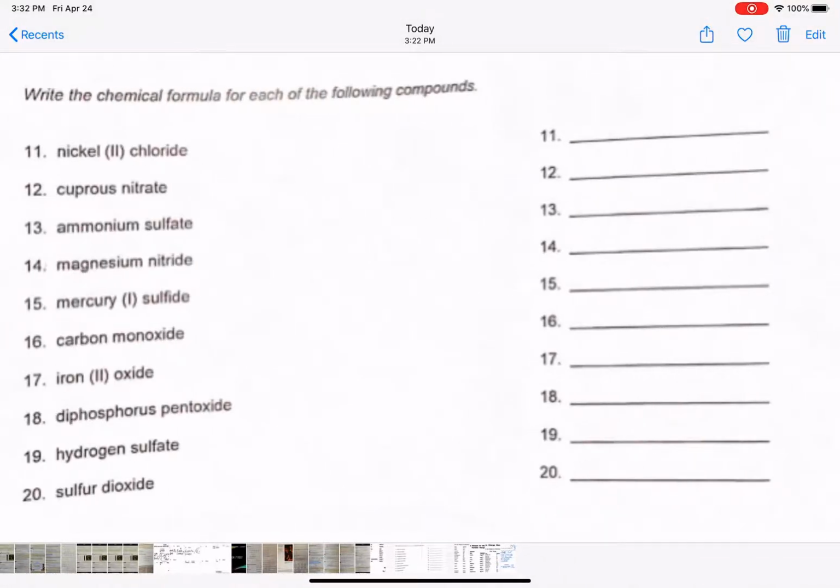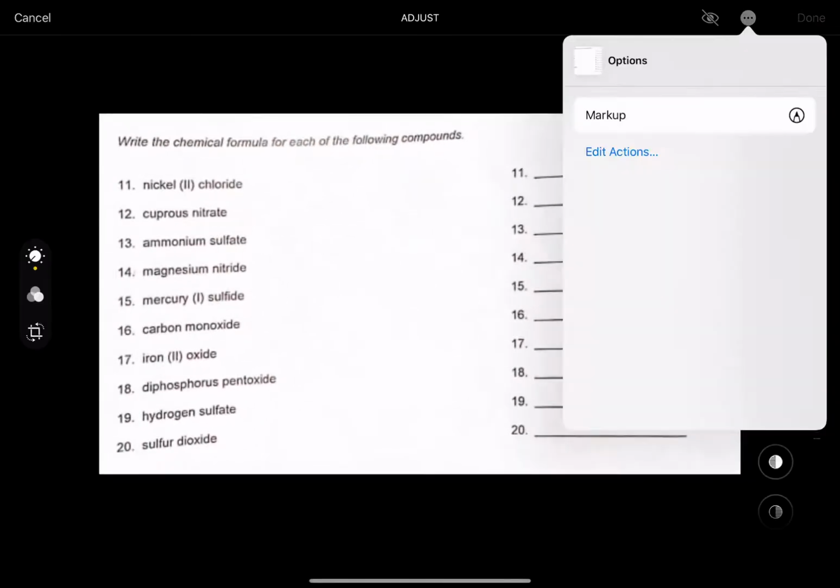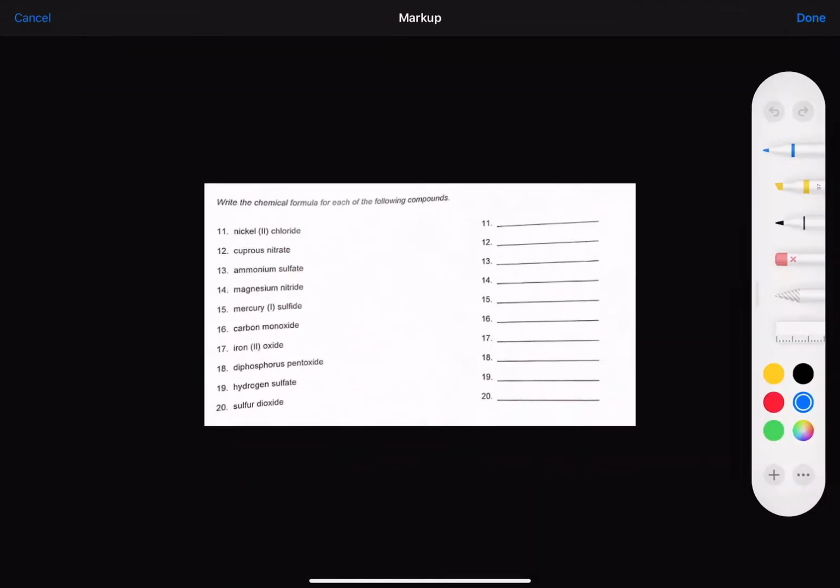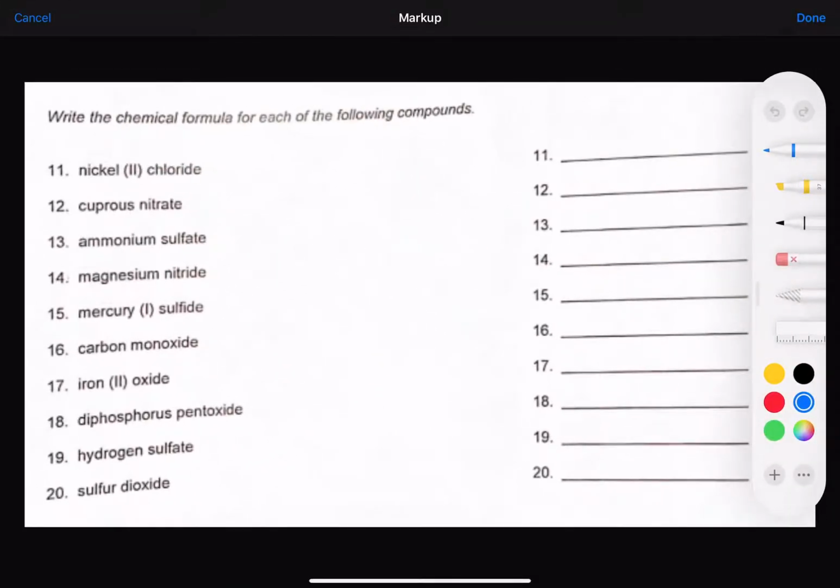Okay. Might be a lot of information, but let's move on to the second half of this worksheet, which is way over here. Okay, so for this one, you have the name of it, and you need to find the formula.